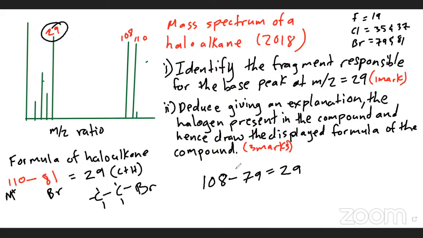Hold on, some comments. Why do you use the 110 instead of 108? Remember, the molecular ion peak is always the one at the end, the heaviest one. So you use 110. However, this is an isotope. We now know that this is bromine, with mass 79 and 81. So when you're using the 110, you have to use the heavier isotope, and the 108 is the lighter isotope. We use the 110 because that's the heaviest ion, the molecular ion.